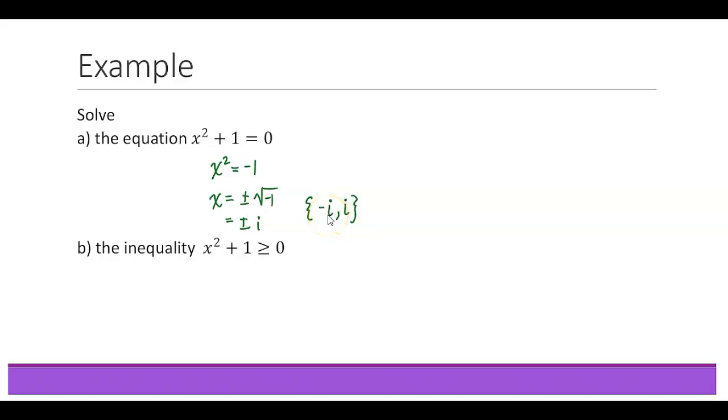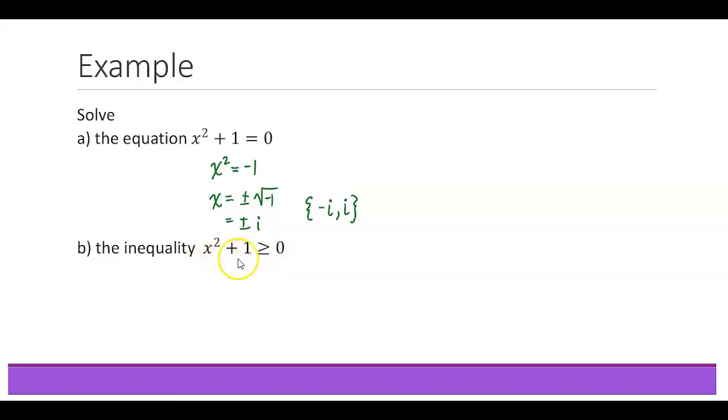However, those are not real numbers. So these are solutions, but they are imaginary solutions or complex number solutions. So now when we go to part B and we think about the inequality, solve the inequality x squared plus 1 is greater than or equal to 0. Well, here we have two choices. We can solve this graphically, or we can solve this analytically, so using a sign chart.